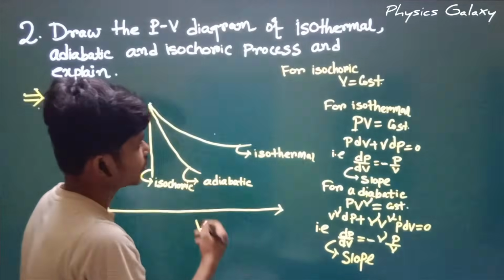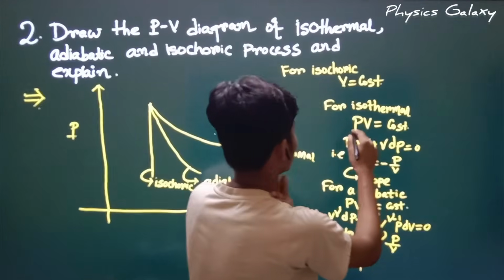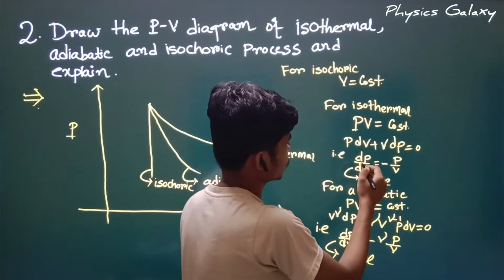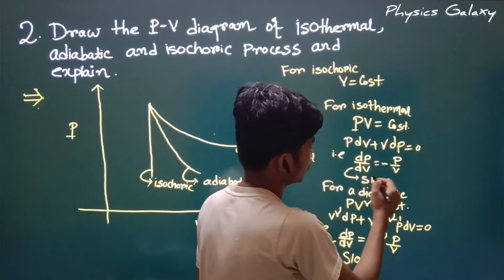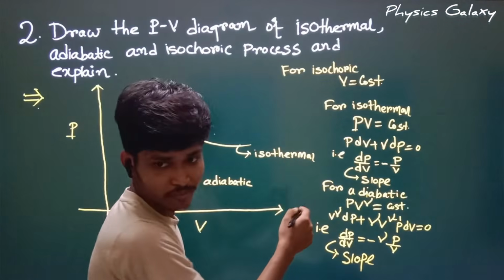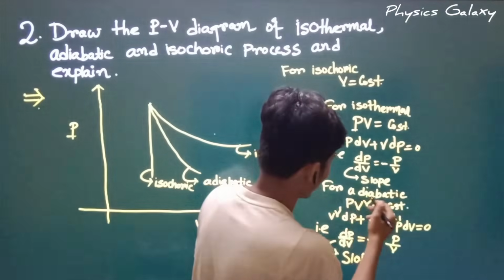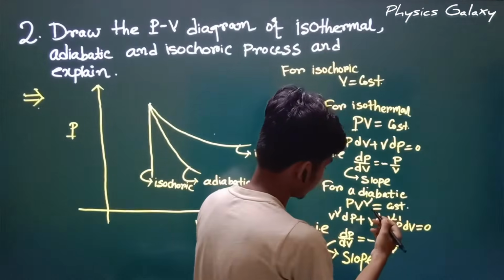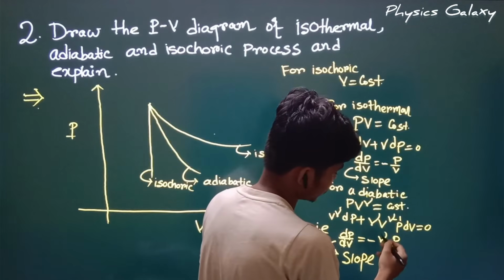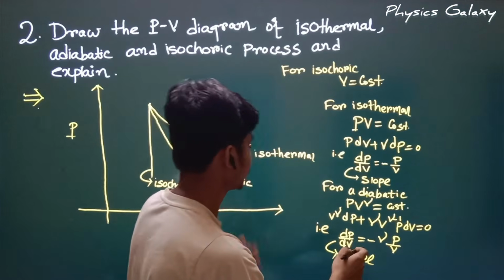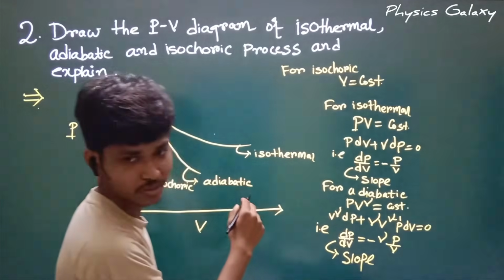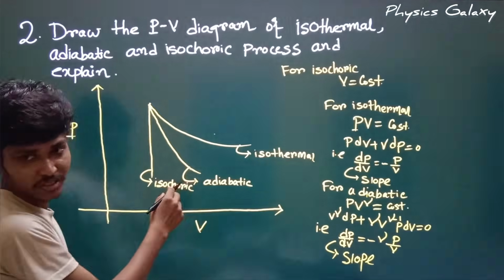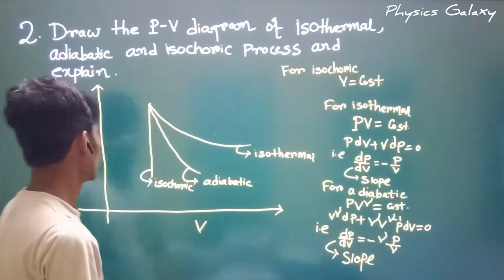To justify this, I went through this formula. For the isothermal process, T equals constant, so dP by dV equals minus P by V. That is the slope of the isothermal process. And similarly for the adiabatic process, the equation of state we know is PV to the gamma equals constant, and dP by dV equals minus gamma P by V. That is gamma times the slope of the isothermal process. So the adiabatic process is much steeper than the isothermal process.